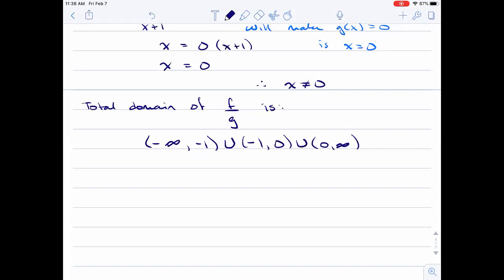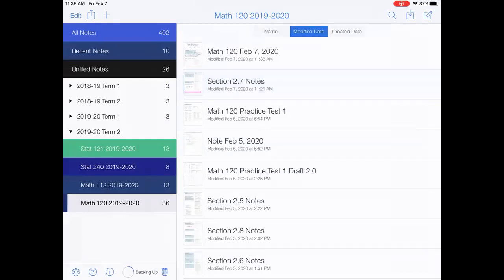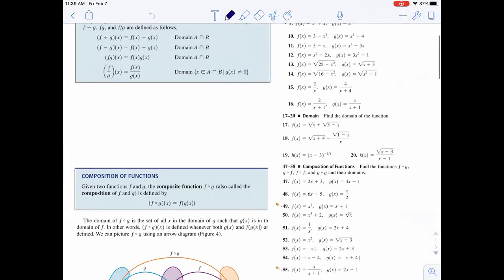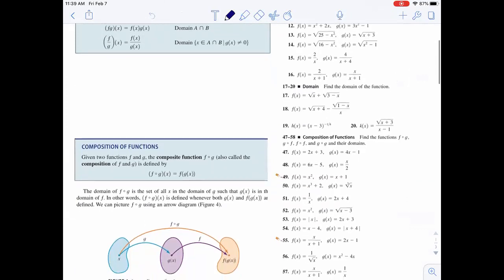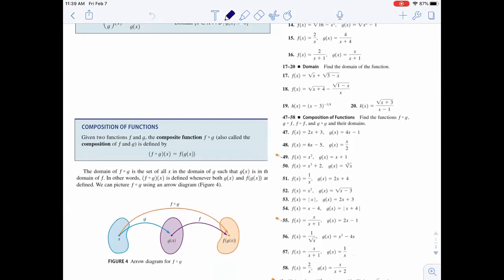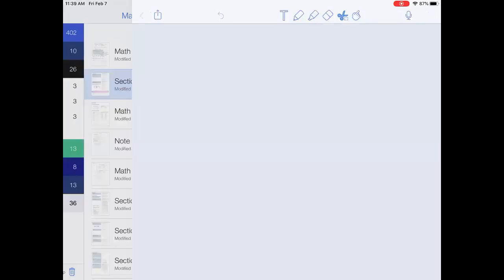Cool. Let's see. 17 to 20 just ask you to find the domain. I actually want to get into the composition of functions because it's the next step of adding, subtracting, multiplying, dividing functions: putting a function inside a function. And so that's where I want to get to now.